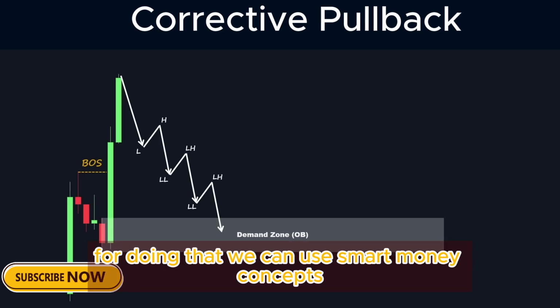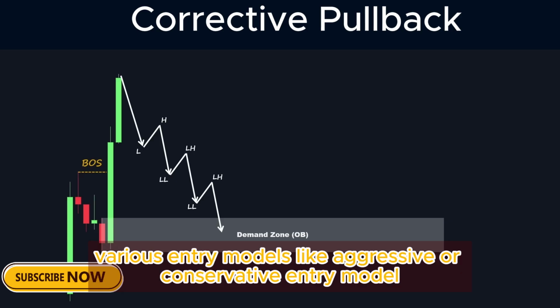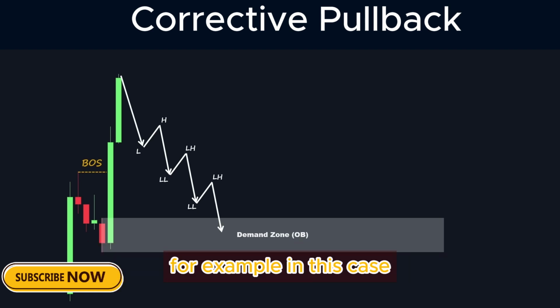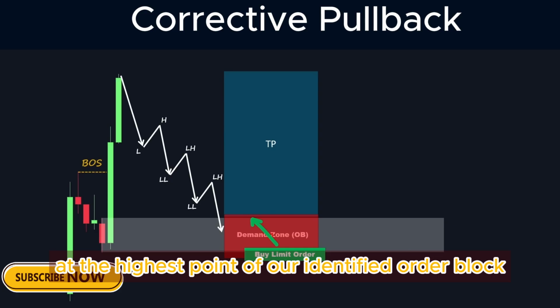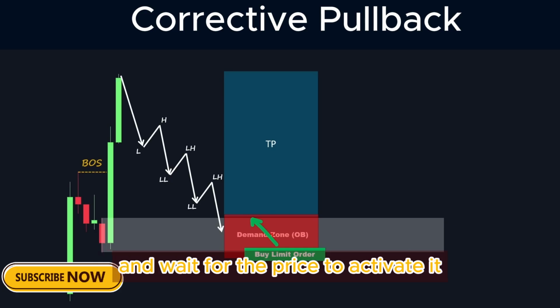For doing that, we can use smart money concepts' various entry models, like aggressive or conservative entry model. For example, in this case, we can place a buy limit order at the highest point of our identified order block and wait for the price to activate it.